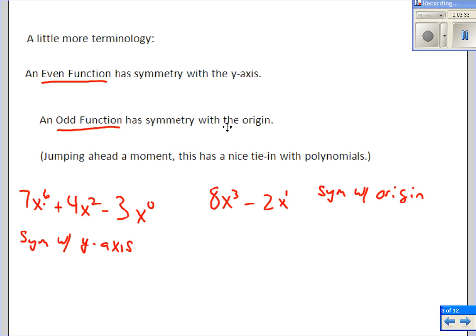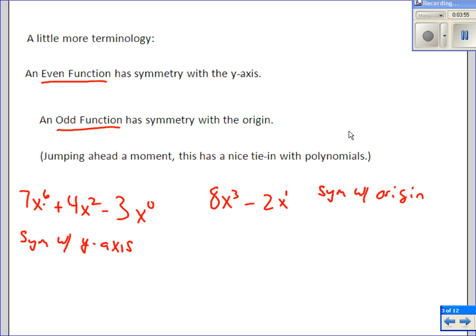Okay, a little terminology. An even function is a function that has symmetry at the y-axis, and an odd function has symmetry with the origin. Again, we're not talking about symmetry with the x-axis, because if you have symmetry with the x-axis, it's not a function. But I do want to jump ahead a second.